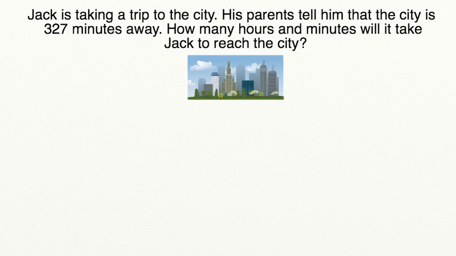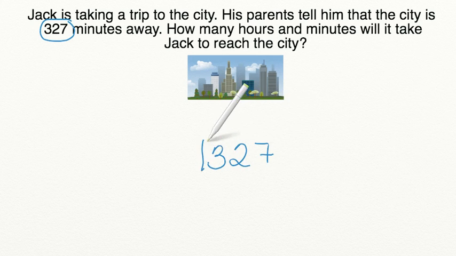Let's try another word problem. Jack is taking a trip to the city. His parents tell him that the city is 327 minutes away. How many hours and minutes will it take Jack to reach the city? Well, we know that we're going to be starting with 327 minutes. And we need to divide 327 minutes by 60 minutes in an hour if we want to find out how many hours and minutes it's going to take. Are you ready? Let's go.